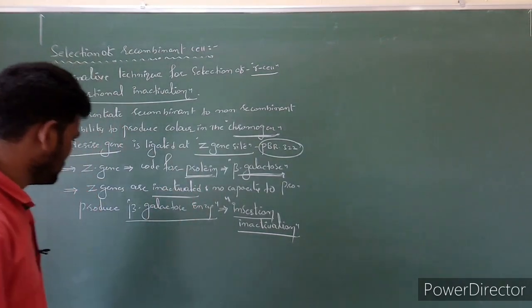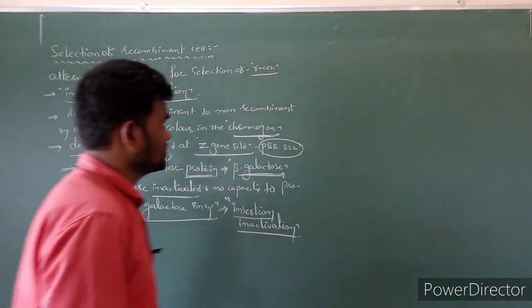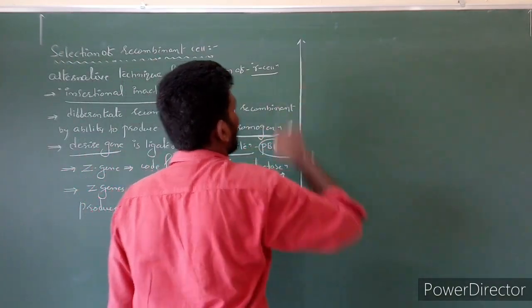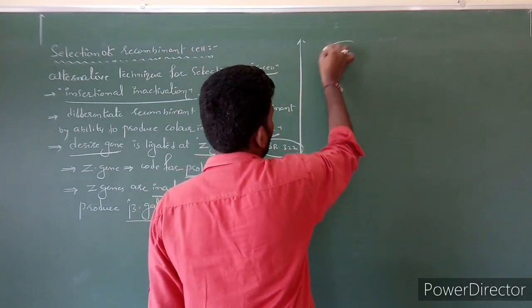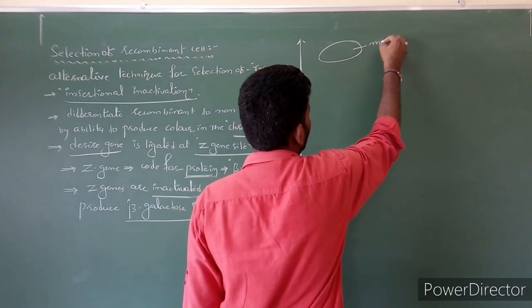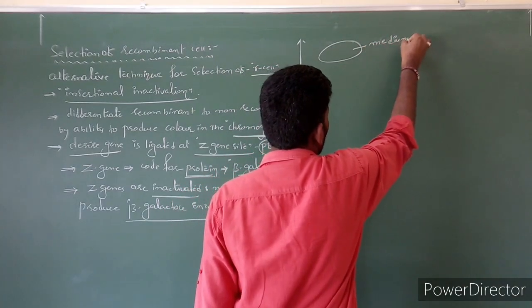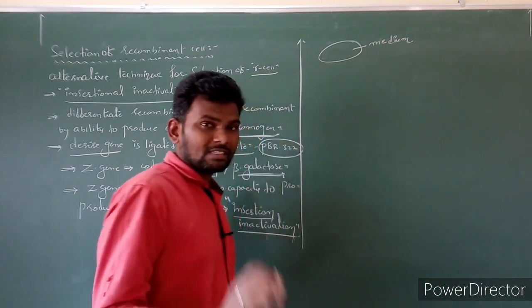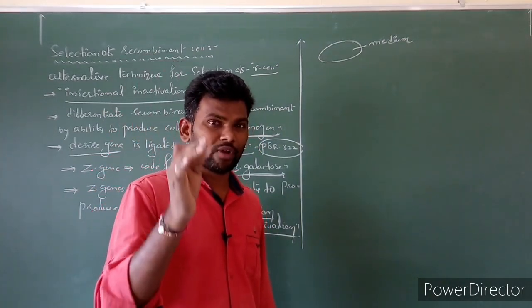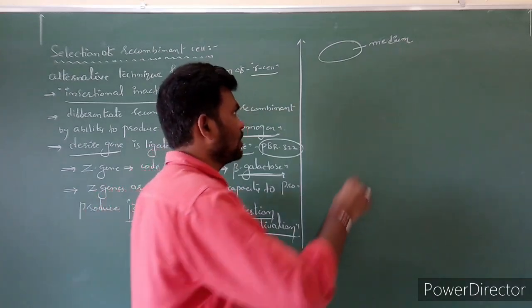Let's see how it is going to be used. So for that, I have to use a medium. Same as before, this is one Petri plate. Again add medium, but this time we are not adding ampicillin as well as tetracycline. This time we are adding one chemical reagent, that is chromogen.